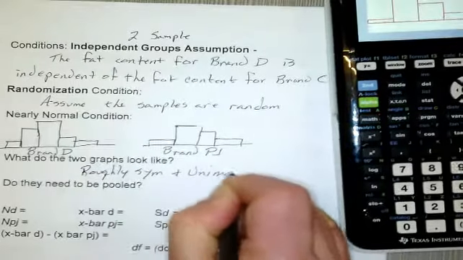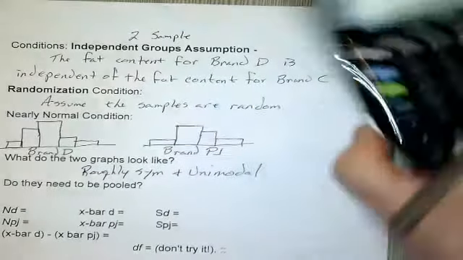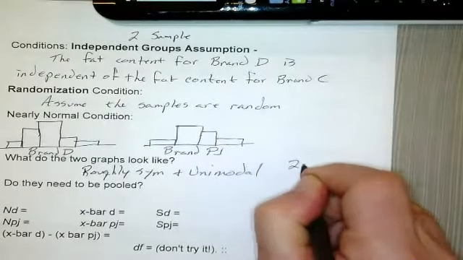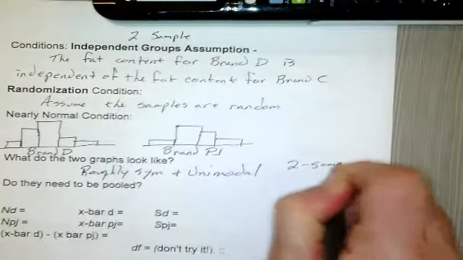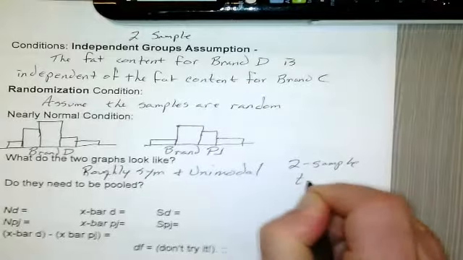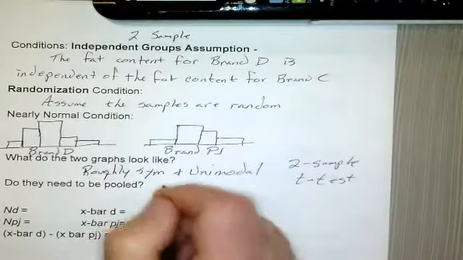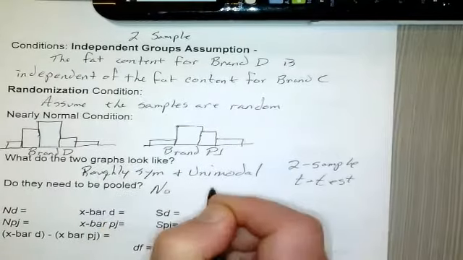So now that we have this, conditions are met for a 2-sample t-test. T-test, because they're means. Do they need to be pooled? The answer to that is no. We never pool on a t-test.